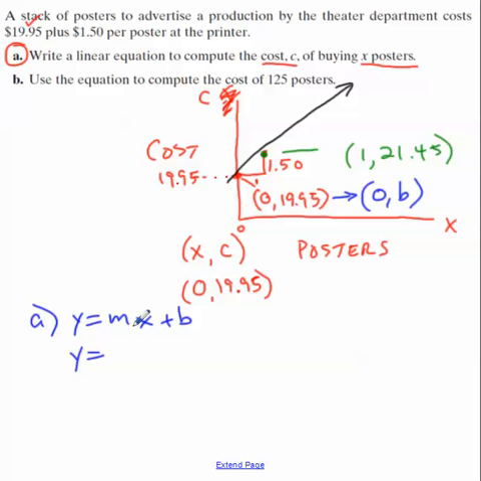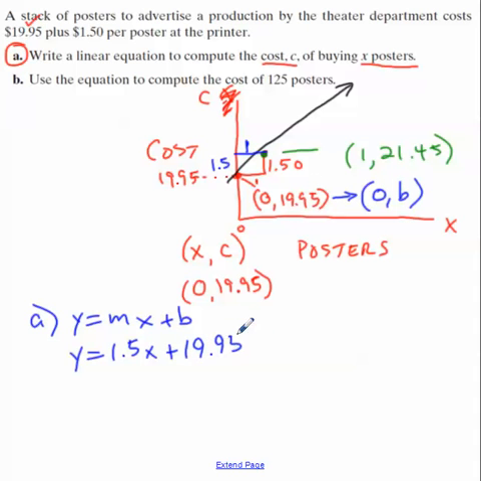Y equals, what's our m? What's our slope? Slope is the rate of change. If we look here, it would be rise over run. The rise would be 1.50, or 1.5, for a run of 1. The run of 1 means 1 additional poster. So our slope should be 1.5 divided by 1, so 1.5 is our slope, x, plus, what's our b? The b was gathered from this information here, 19.95.